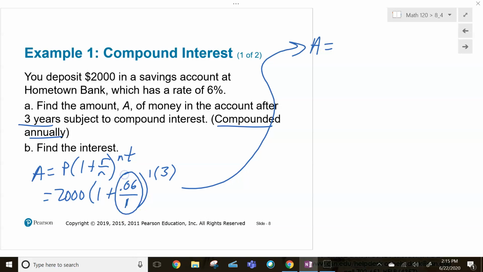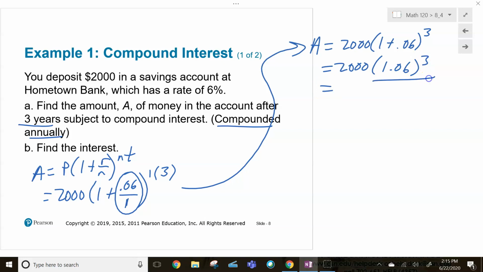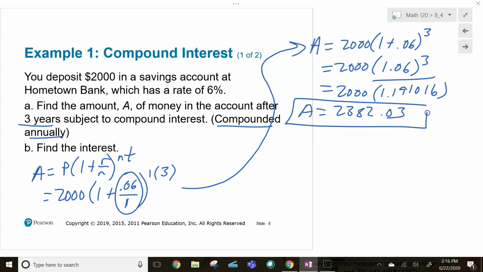What's the account balance at the end of 3 years? So again, do the division first. 0.06 divided by 1. 1 times 3 is 3. Add those up. Make sure you do that next. The exponent there, 1.06 to the third, which is 1.191016, times the 2,000 is 2382.03. So that's how much you have at the end.